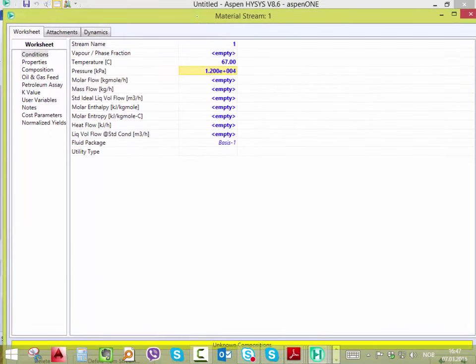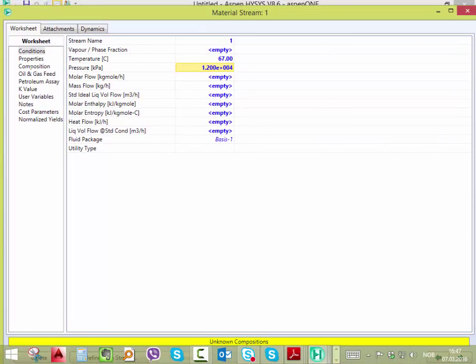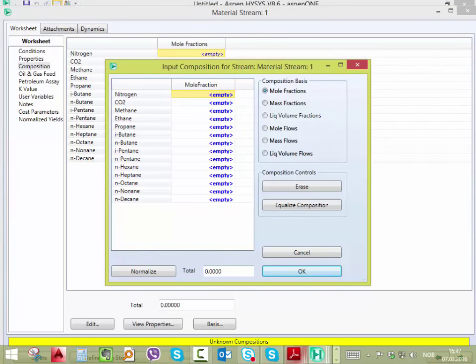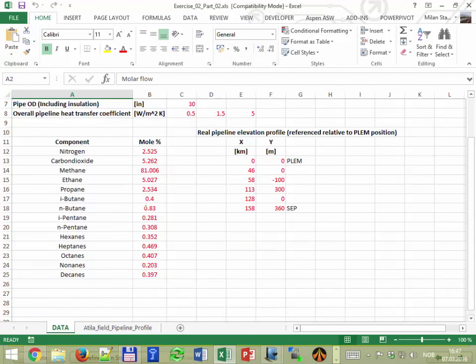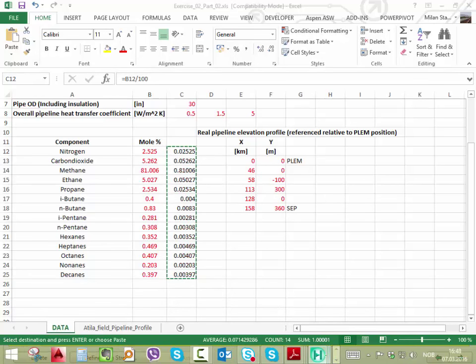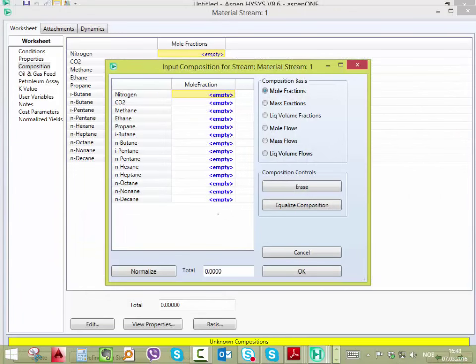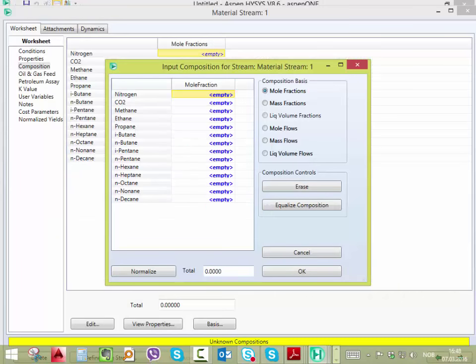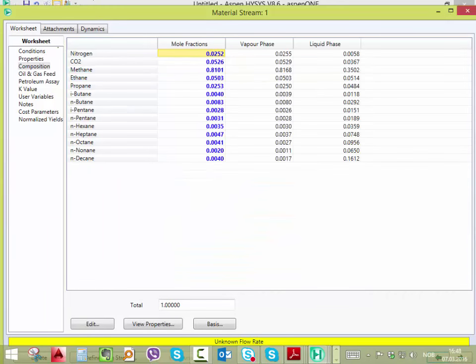Okay. And I need something else, which is the composition of that stream that is empty, and that's the composition that I have provided you. And let's see here if our trick works. If I use just the Excel file, I need mole fraction, not mole percent, so I have to divide this data that I gave you by 100. And let's see if the trick works, otherwise I will have to copy all of those values. Okay, so I gave now the composition, and with the pressure and the temperature it already told me, look, you have a vapor, but also you have a liquid phase. Which is kind of normal, what I was expecting.